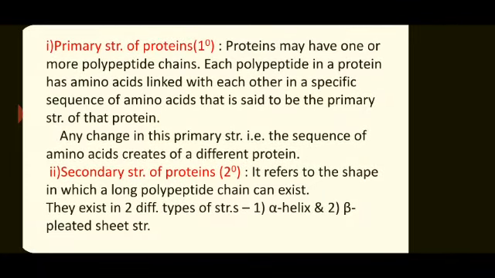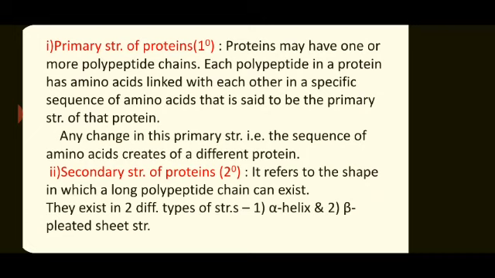Proteins may have one or more polypeptide chains. Each polypeptide in a protein has amino acids linked with each other in a specific sequence. This word is very important. The specific sequence of amino acids is said to be the primary structure of that protein. Any change in this primary structure, that is the sequence of amino acids, creates a different protein. Means, if instead of glycine, alanine, or any other amino acid is linking, a new protein is formed.